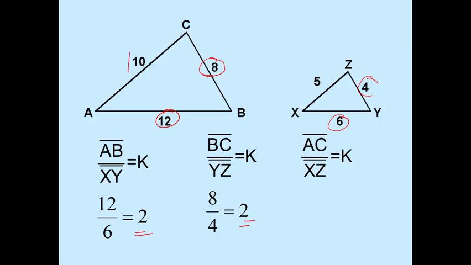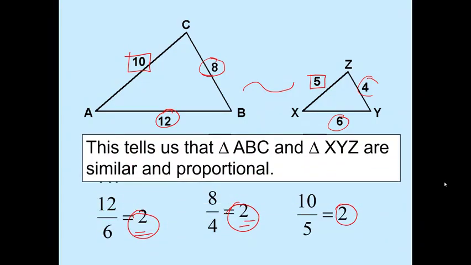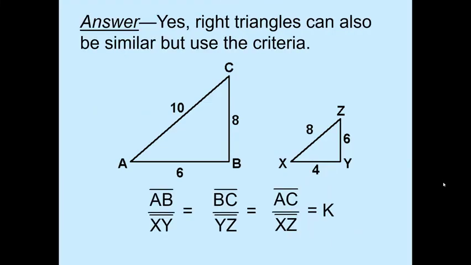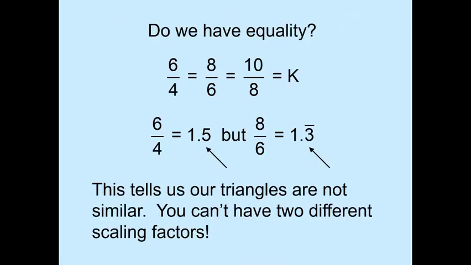AC, so I'm just going to box this one up. AC is proportional to XZ. 10 divided by 5 is 2. So what did I get? I got 2 every time. So that means that these two triangles, guys, are similar. They're proportional. Therefore, they're similar. Okay, can these be similar? Yes, right triangles can also be similar. And we proved that.